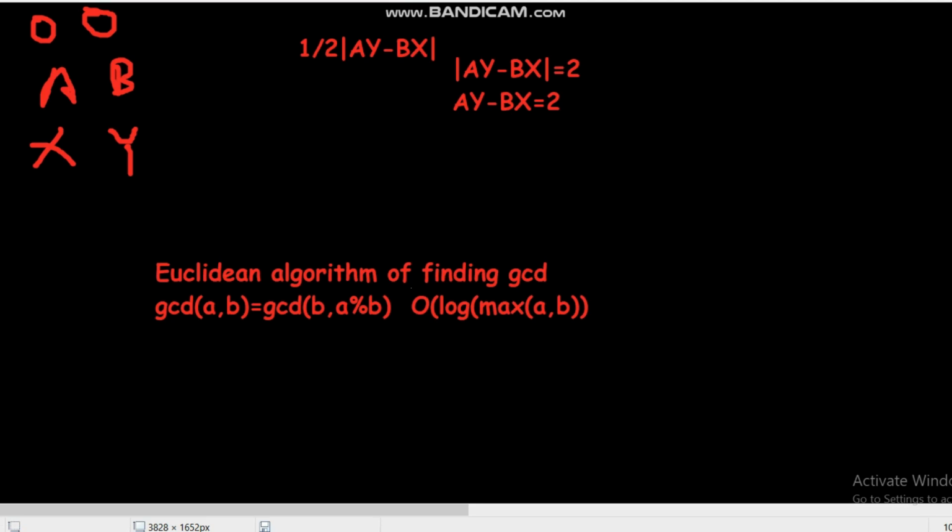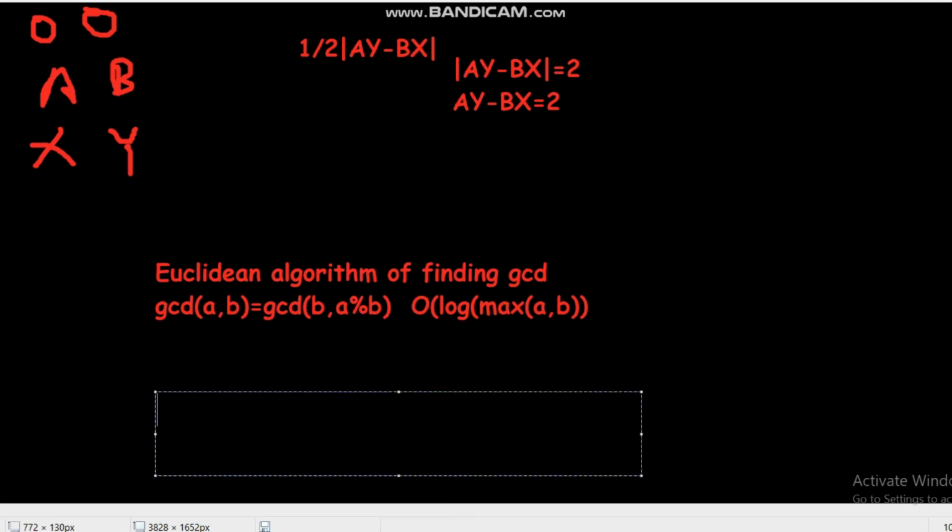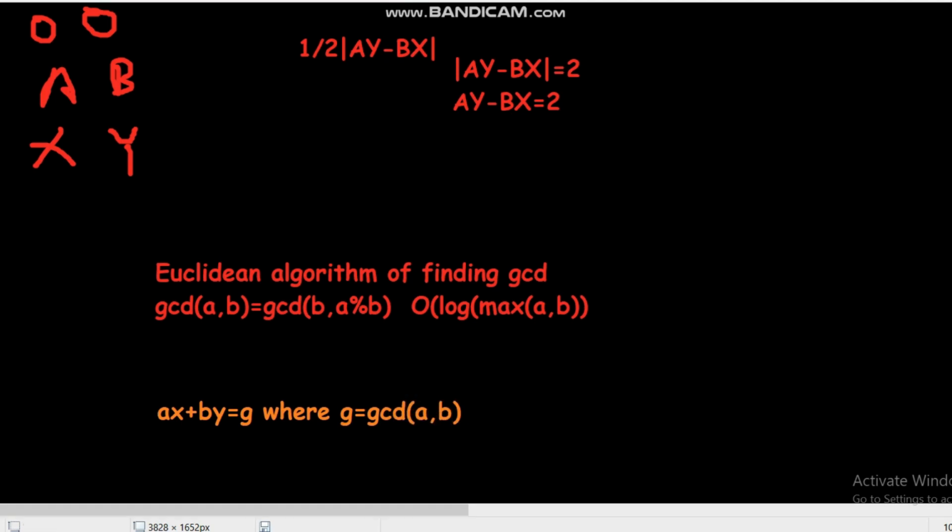This is the Euclidean algorithm. And what is the extended Euclidean algorithm? The extended Euclidean algorithm says that it can find any solution of ax plus by equals to g, where g is nothing but gcd of a comma b. Okay, now we can find the solution of ax plus by equals to g with the extended Euclidean algorithm.